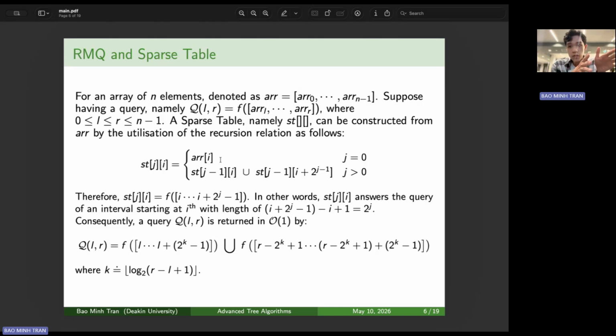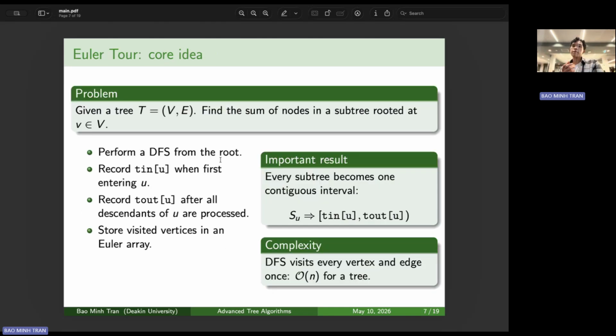But in a sparse table, we also break down an array, but differently. In the sparse table, we have a start index and a length from that start index. So this array will store simply the start index and the length of the sub-array starting from that index. So they're organized differently, and therefore they serve different kinds of queries. Okay, just briefly about that.